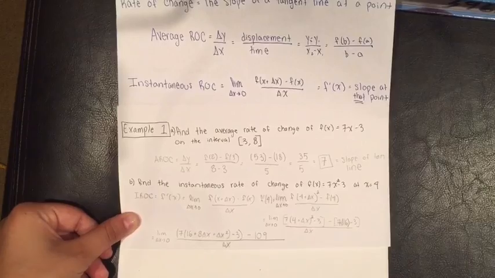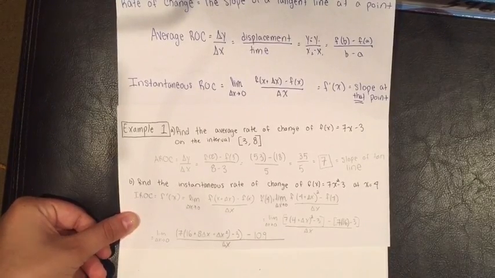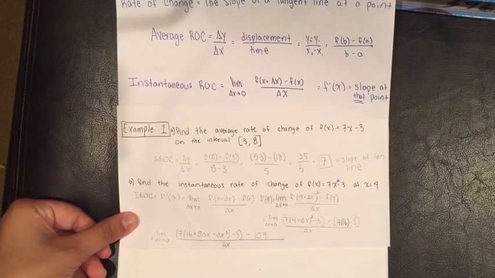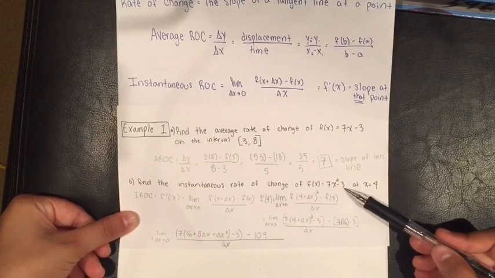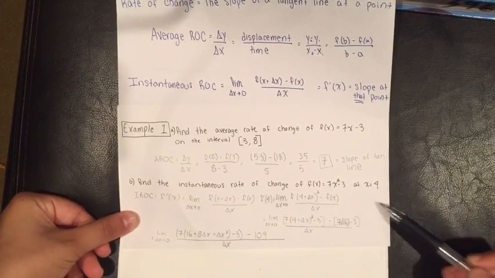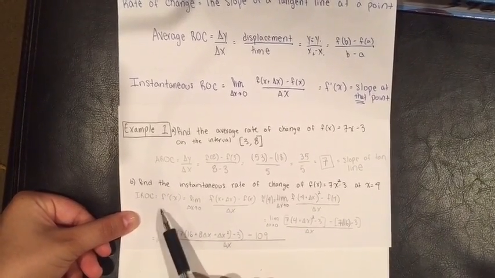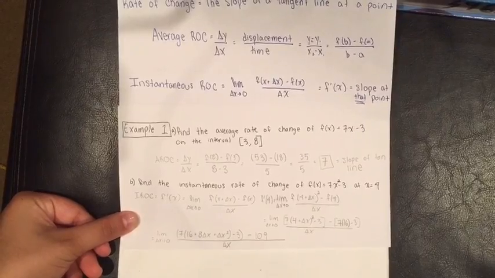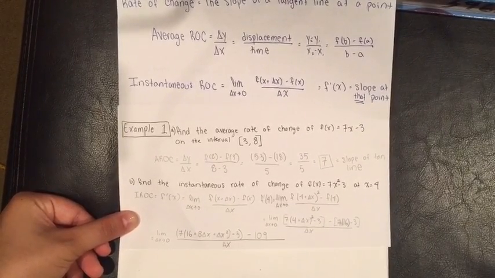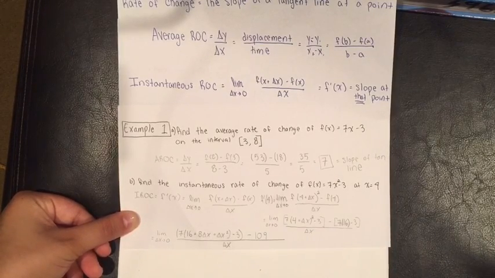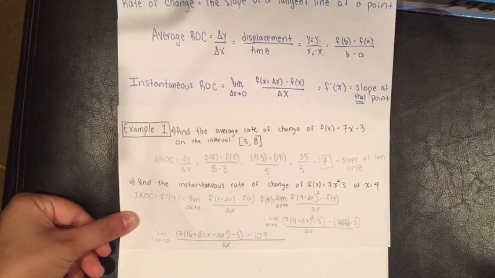Now for part B, we have to find the instantaneous rate of change of f of x equals 7x squared minus 3. Note that this is a different function than part A, and it's at x equals 4. The instantaneous rate of change equals the derivative of f of x. So, by using the limit definition, you can find the limit as delta x goes to 0 of f of x plus delta x minus f of x over delta x.